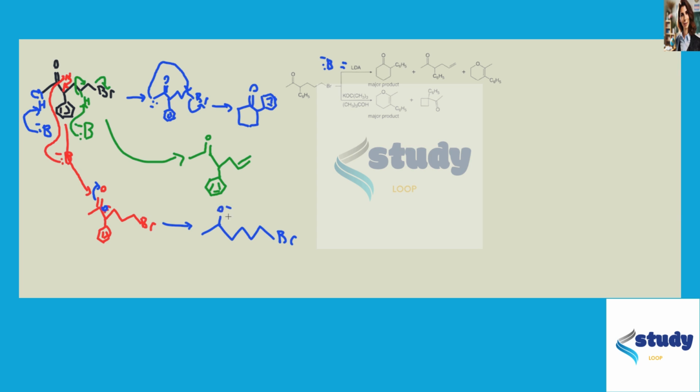Now you have an O minus, a new pi bond. And now this O minus will act as your nucleophile, and this will undergo intramolecular cyclization because of the proximity of that electrophilic carbon. And now you will form the product you see here. So this last one can occur with both LDA and potassium tert-butoxide to form this product.